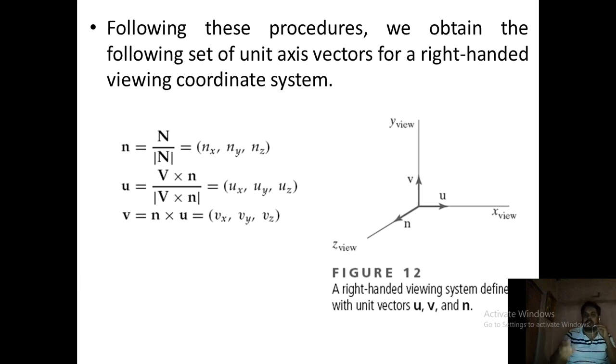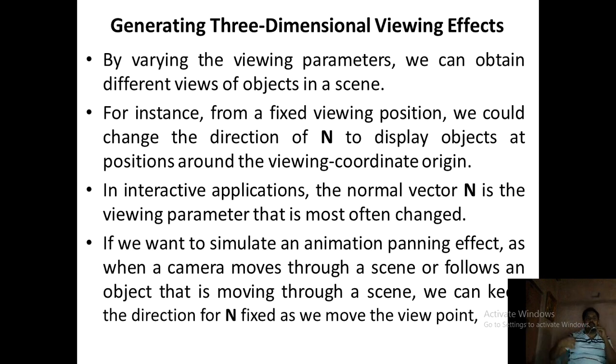This is how we have to set the parameters for 3D objects, then generating three-dimensional viewing effects. By varying the viewing parameters, we can obtain different views of objects in a scene.